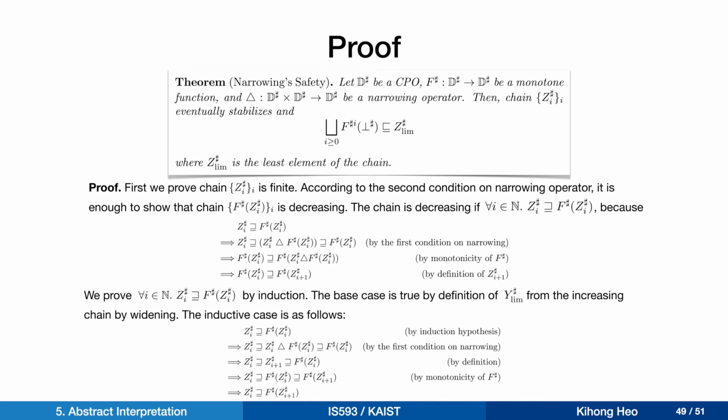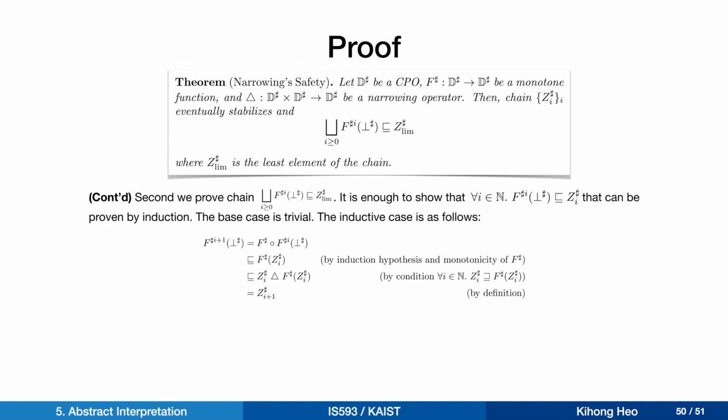So the first sub-goal is to show that the decreasing chain is finite. That can be proven by induction and the conditions on the narrowing operator. And the second sub-goal is to show that the narrowing result subsumes the ideal result. This can also be done by induction. I recommend you prove this by yourself as a practice.